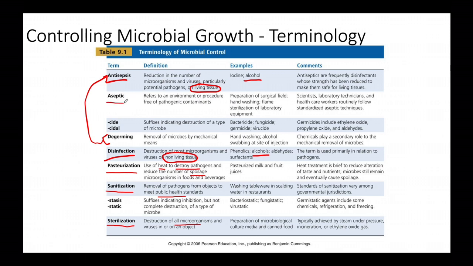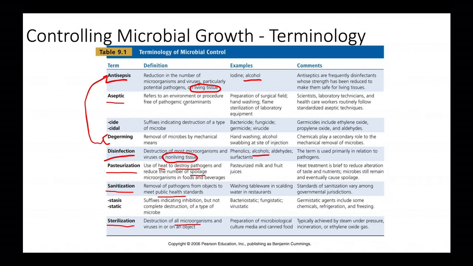Aseptic is similar to antisepsis in terms of spelling, just realize it's different. Aseptic describes an environment in which you're trying to reduce contamination. This is what we use in a microbiology lab. We call it aseptic technique. And again, these are procedures or environments that try to minimize contamination.